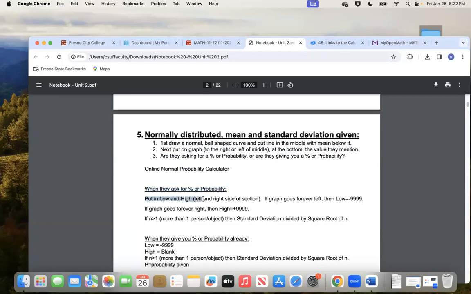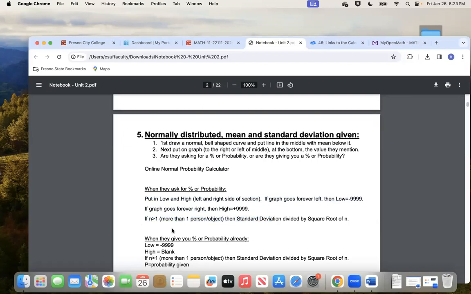So what are we going to do? We're going to put in the low and the high, the left and right side of the section. If the graph goes forever left, the low is negative 999. R just does go forever left. If the graph goes forever right, then the high is positive 999. If n is greater than 1, more than one person, no, ours is not. We're just saying one college, so we don't have to worry about that.